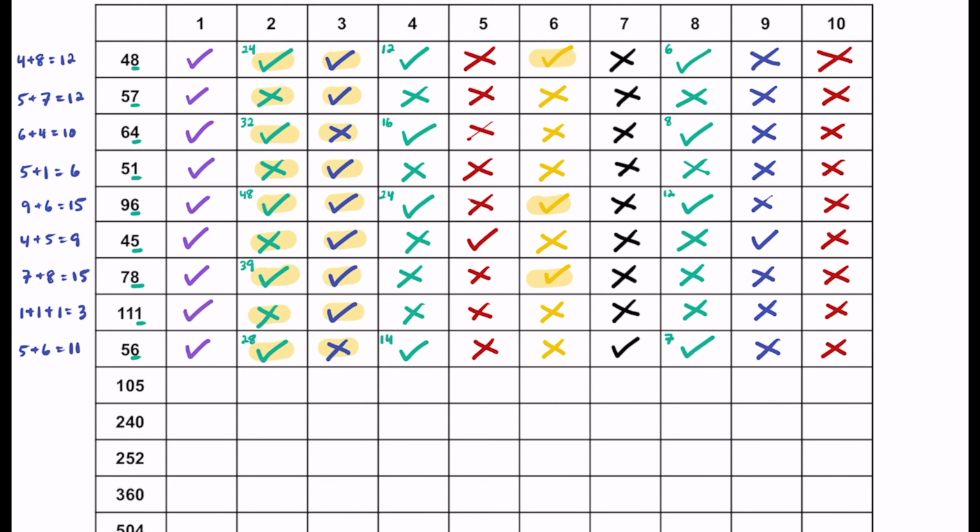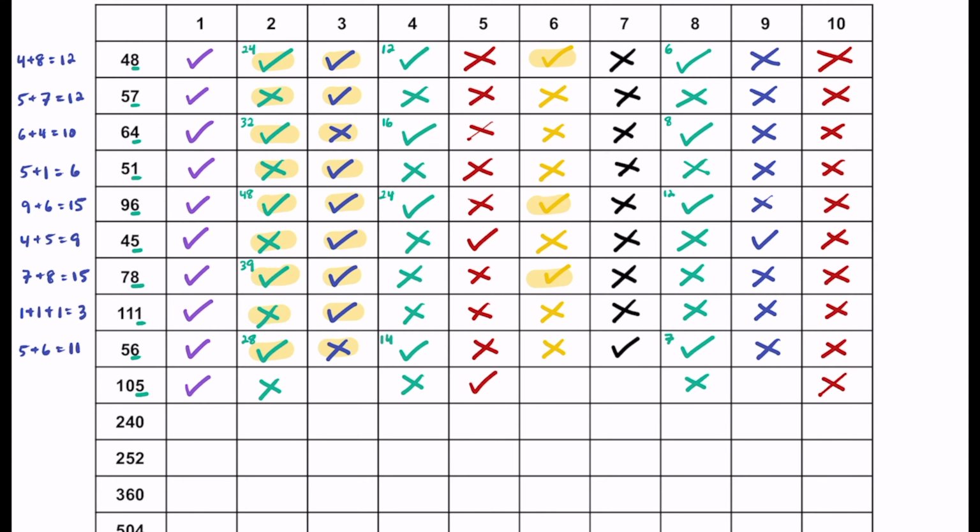Next number we have here is 105. Yes, it's divisible by 1. Now let's go ahead and check the last digit. The last digit here is a 5. So we can go ahead and say yes to this being divisible by 5. It doesn't end in a 0 though, so we've got to say no to 10. And then the last digit is odd. 5 is an odd number, so 2 fails, 4 fails, and 8 fails.